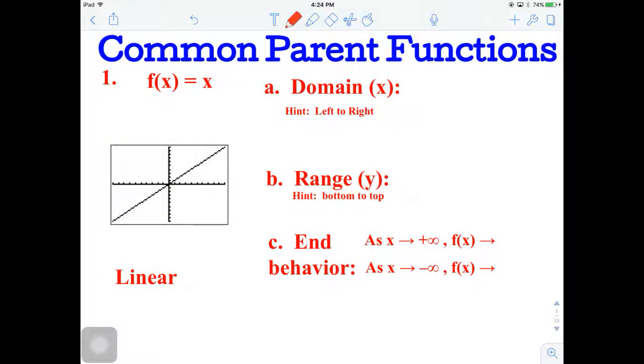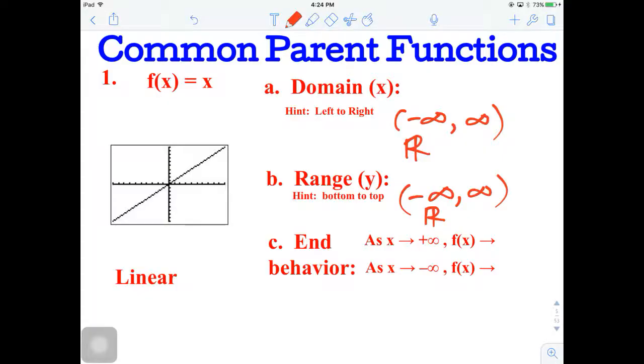And here is a common parent function for the linear function. The linear function has a straight line as the graph, and the domain going from left to right is all reals. The way that we label all reals is negative infinity to infinity, or you can just use the symbol for all reals. This is what I use all the time to represent all reals. The range, when you're going up and down, you notice that the graph also extends up and down. So it's actually all reals as well, all reals for the range.